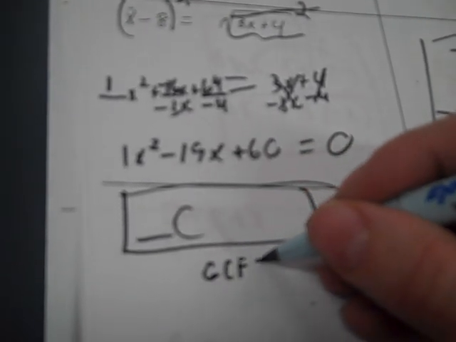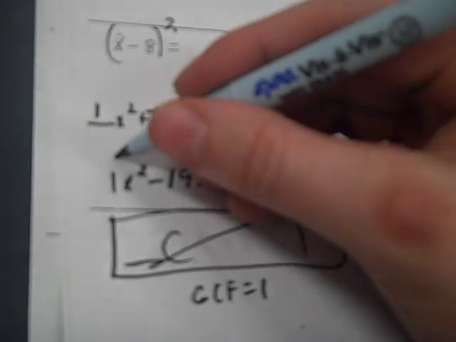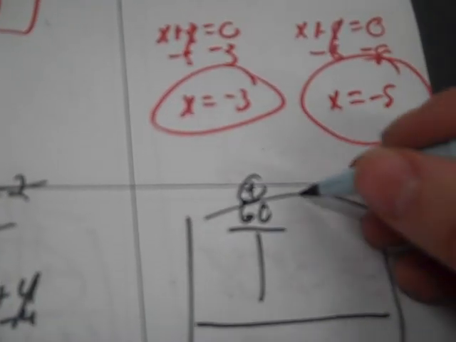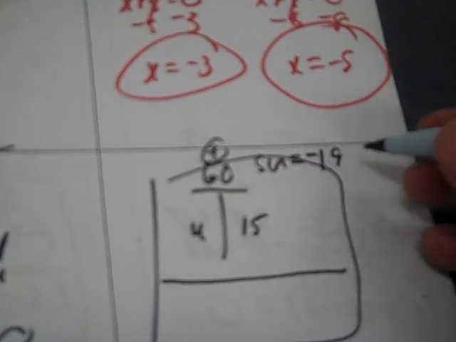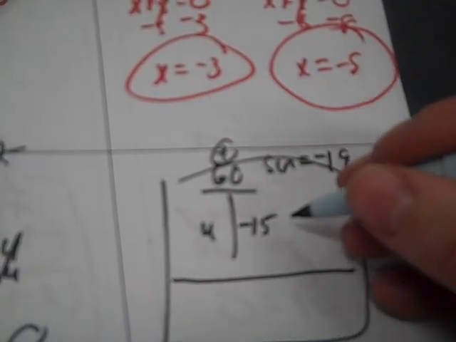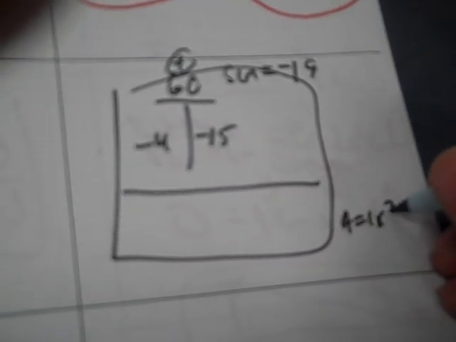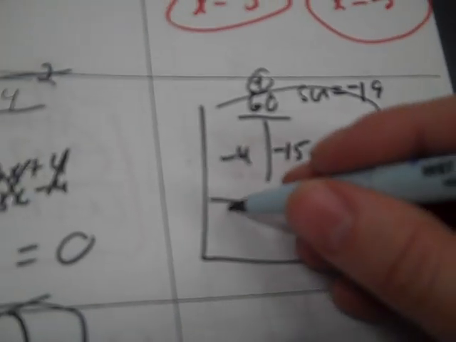Okay, so that's 3 terms. So GCF and the T-chart. I'm going to do the T-charts over here, though. GCF is 1. So 1 times 60, 60 positive. So it's a sum to get to 19, which is negative. Okay, it's 4 and 15. So 19 positive means they're the same. Now my A is 1x squared.